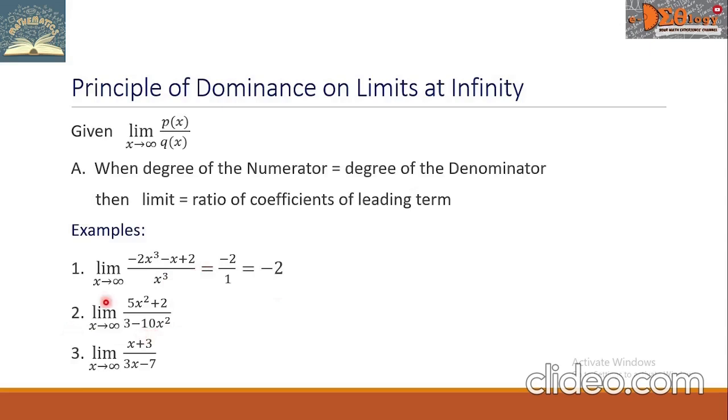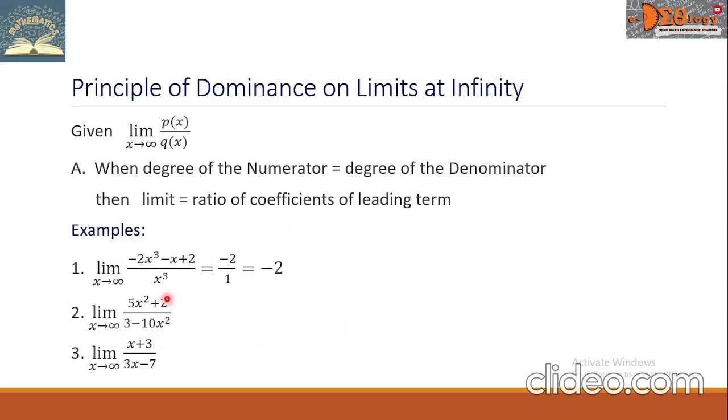Example 2. The limit of 5x squared plus 2 all over 3 minus 10x squared as x approaches infinity. In the numerator, the degree is 2. In the denominator, the degree is 2. So they are equal. Therefore, the limit is the ratio of coefficients of leading term.